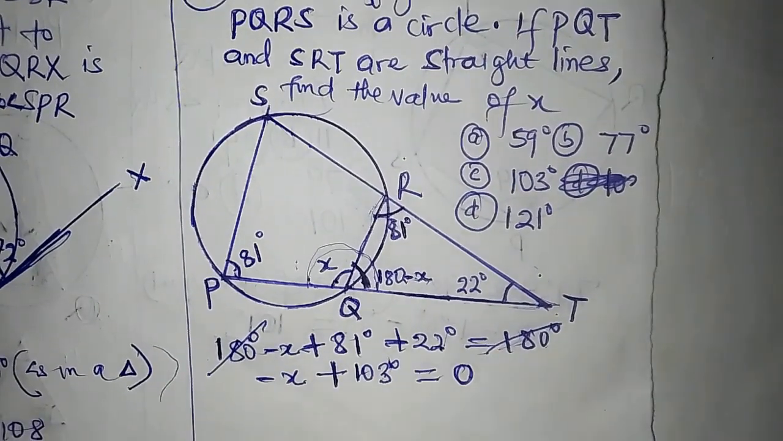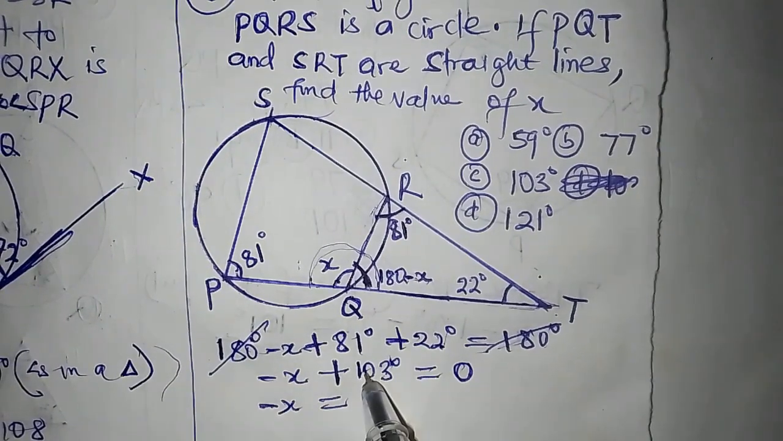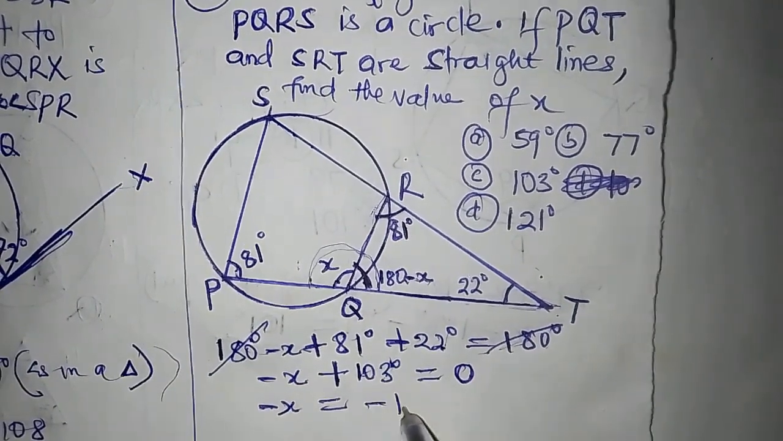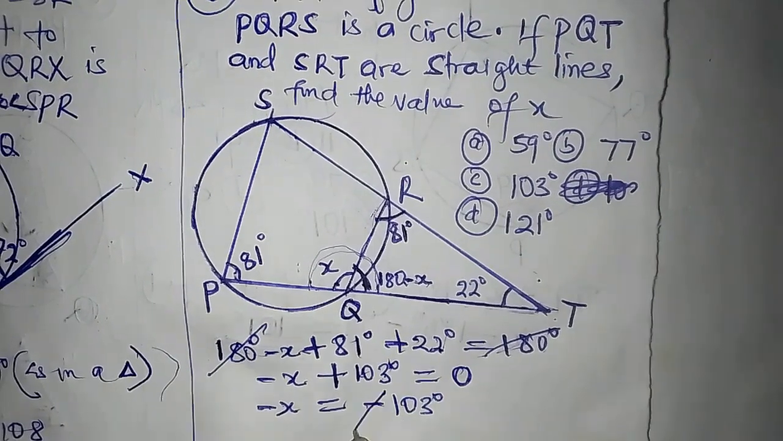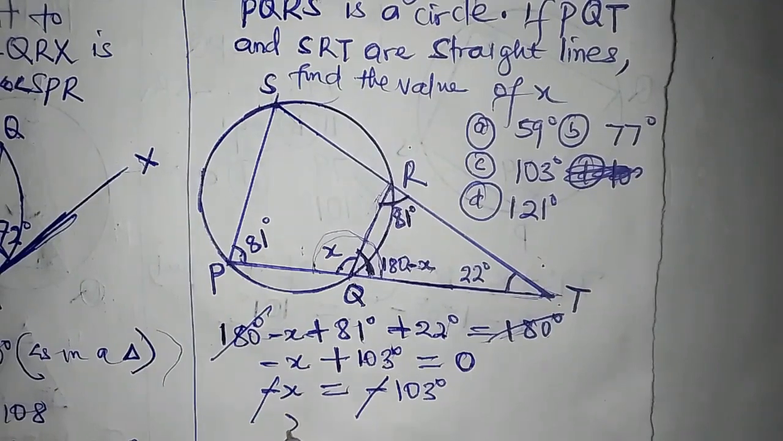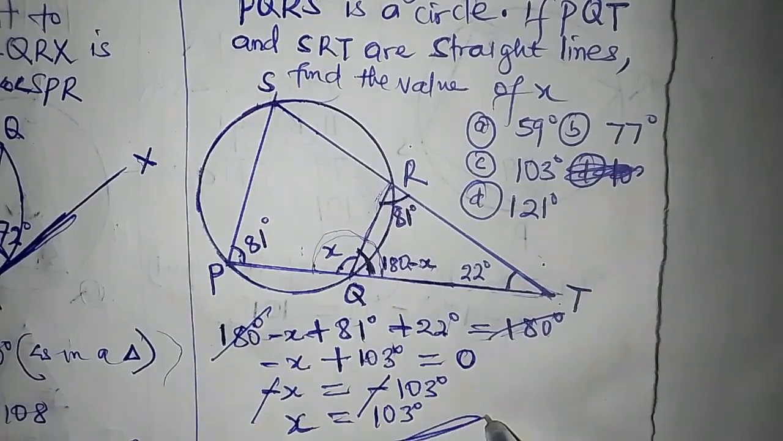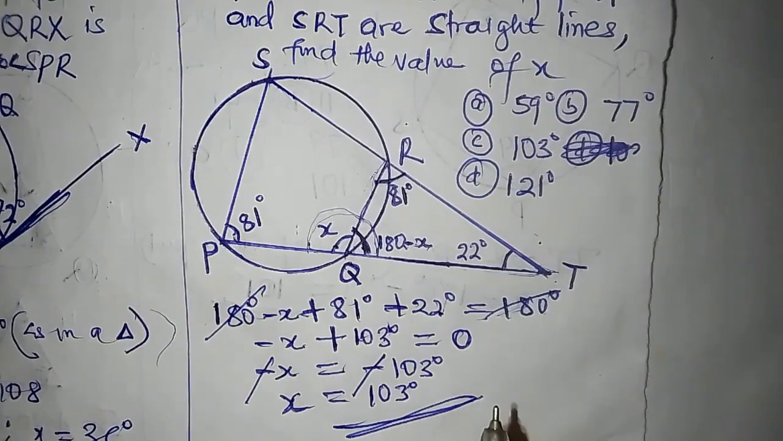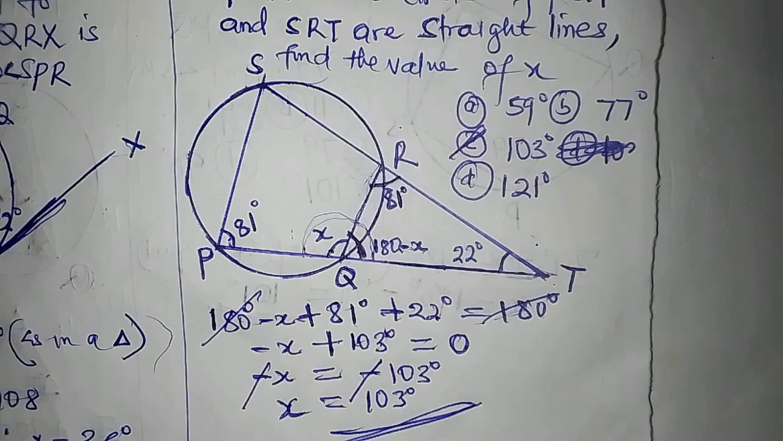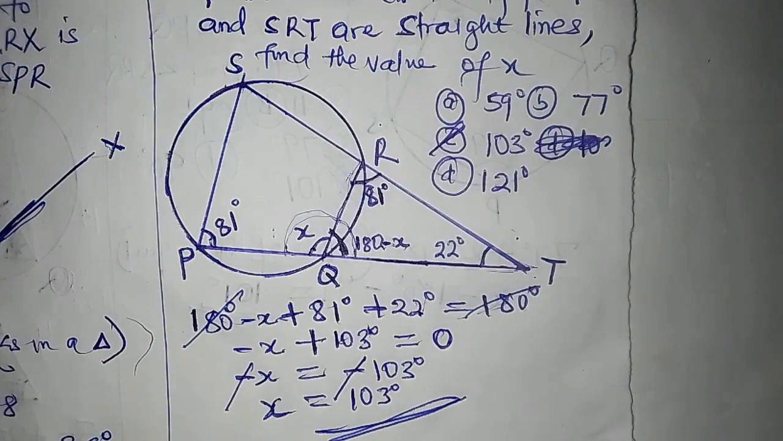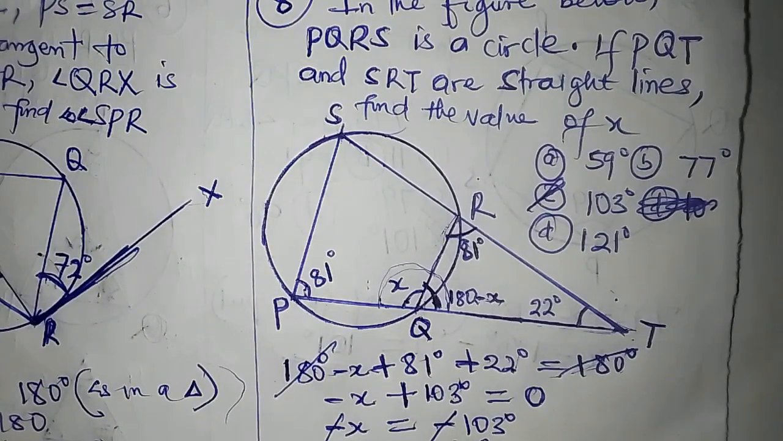To get the value of X, just say, okay, minus X is equal to 103 will cross and turn to minus 103 degrees. The 0 here has no significance. Minus cancel minus. What's X? X is now 103 degrees. It's as simple as this. And this we can see, option C. So this is basically about circle geometry. Basically about circle theorems.